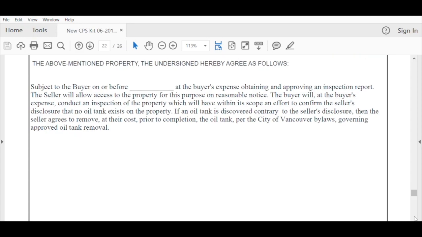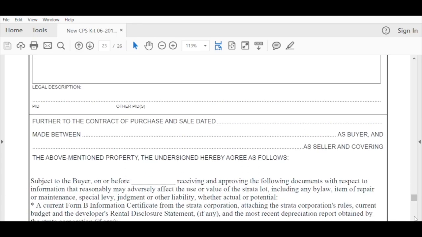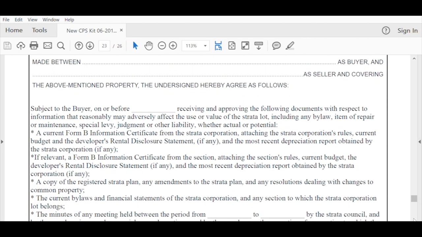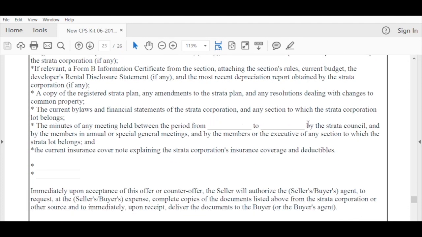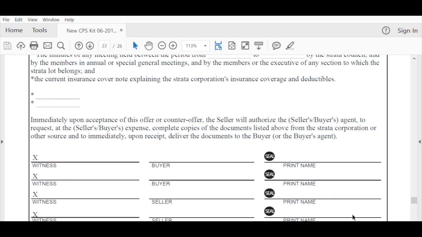as one of the contract condition precedents. If you are buying a new home for your client or strata, you have to put in subject to buyers receiving and approving the following documents with respect to information regarding Form B or strata bylaw, strata plan, meeting minutes for the last 2 years, any particular, say, engineer's report or depreciation report, so that your client can fully understand what's going on in this strata unit.